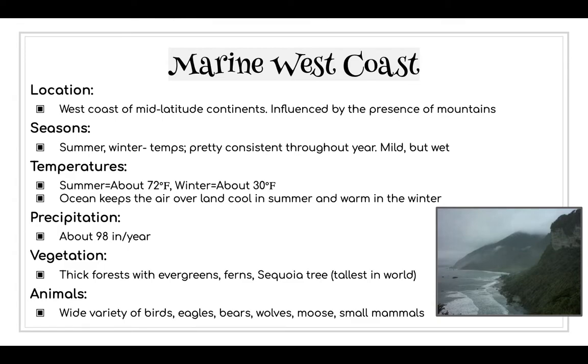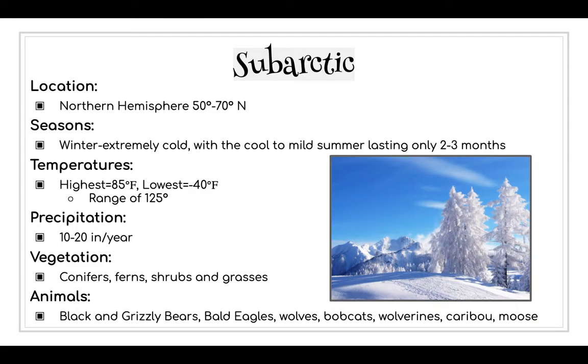All right, subarctic. So let's get a little colder. We only see subarctic in the northern hemisphere between 50 to 70 degrees north. It's mostly winter there all the time. Summers are very, very short, only 2 to 3 months, so it's extremely cold in the subarctic.